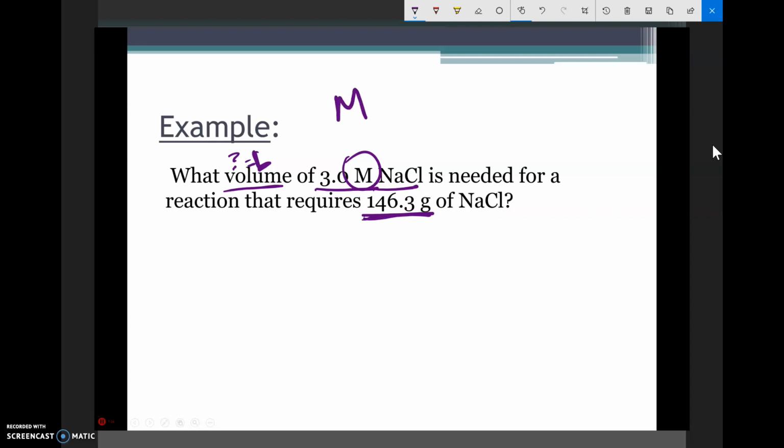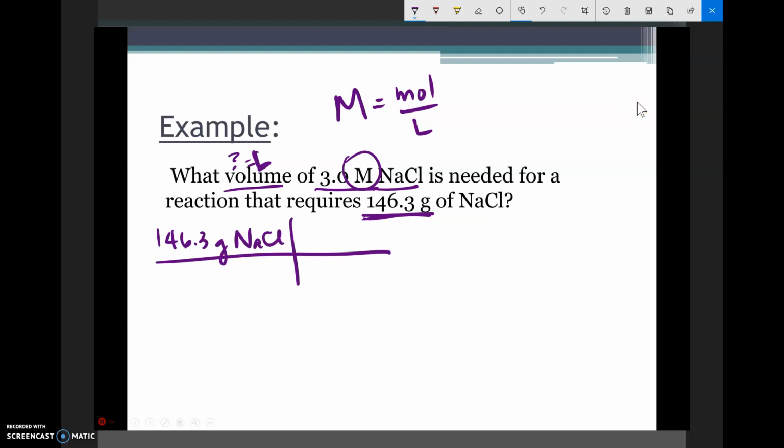Well, our equation tells us that we have to have moles over liters, so we have got to convert this 146.3 grams of salt into moles. So this is just our molar mass equation. The mass of sodium is 22.99. The mass of chlorine is 35.45, which equals 58.44 grams. That goes on the bottom to cancel out the grams over there. The top left, that all equals 1 mole of NaCl. So the grams of NaCl cancel. We divide that and we're going to get 2.5 moles of NaCl.